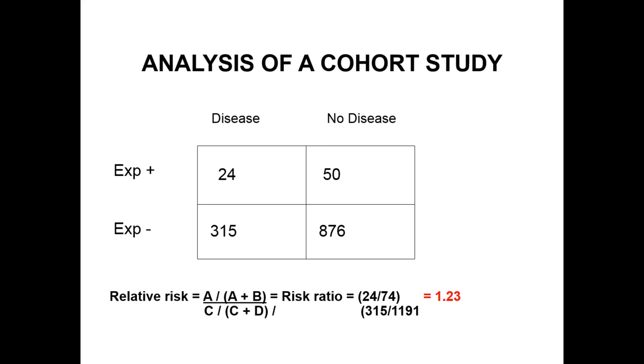Now, I didn't show the calculations for what each of those risks was, but rather I showed you the risk ratio. I took 24 divided by 74, and then I divided that by 315 divided by 1191, or the risk in the exposed divided by the risk in the unexposed, and I got 1.23. So a 23% increased risk in the exposed group compared to the unexposed group. So since it's a disease, and that's not good, the exposure seems to be harmful.